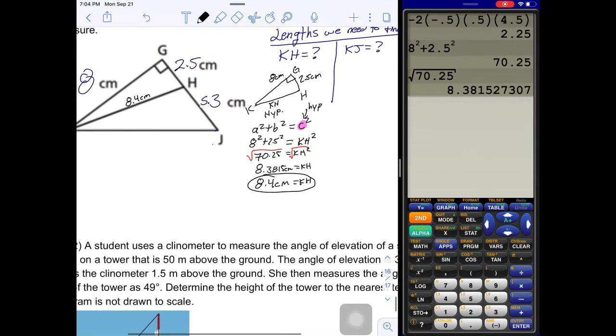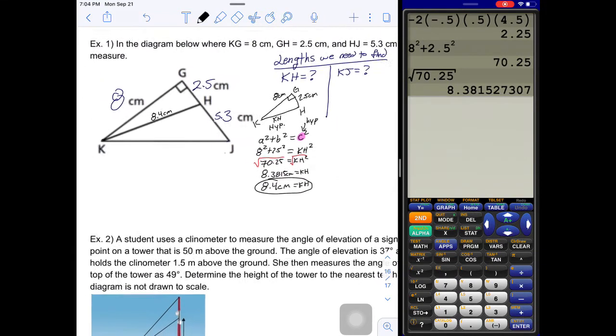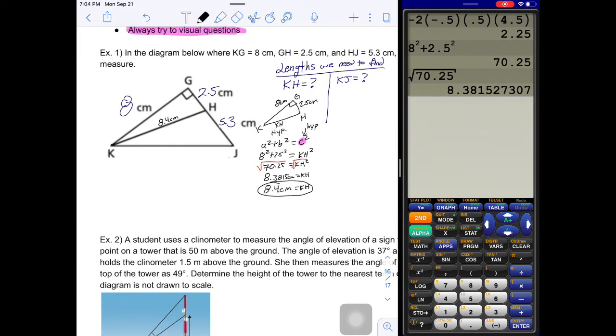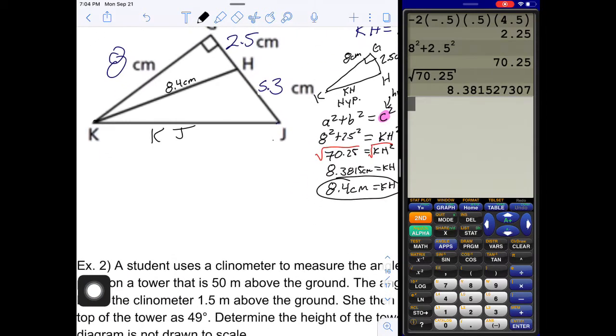Okay, so we have found k to h. How about looking at this and trying to ask yourself, how can I find k to j? Okay, well, something to understand is that this KHJ triangle is not a right triangle. So we can't apply Pythagoras or any of our trig ratios. So this KHJ is actually quite a useless triangle to us.